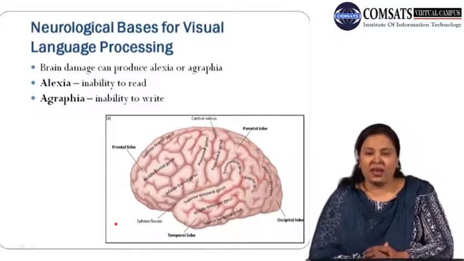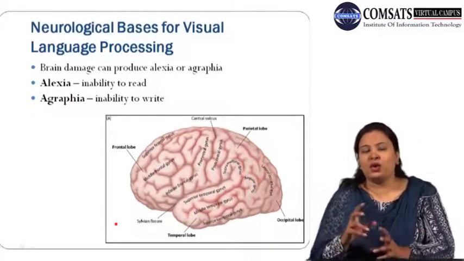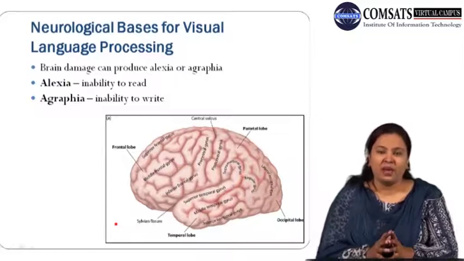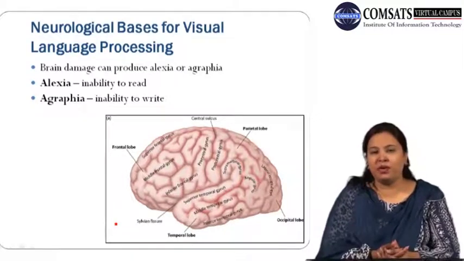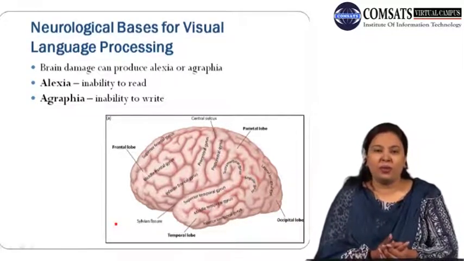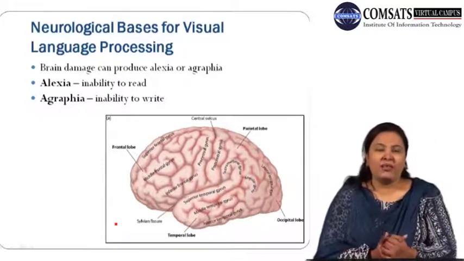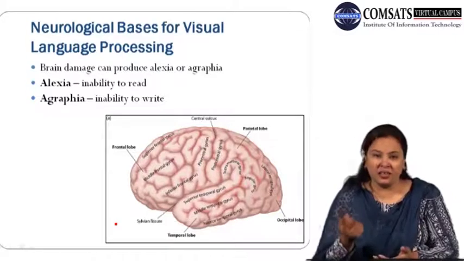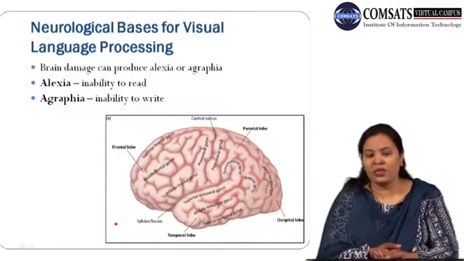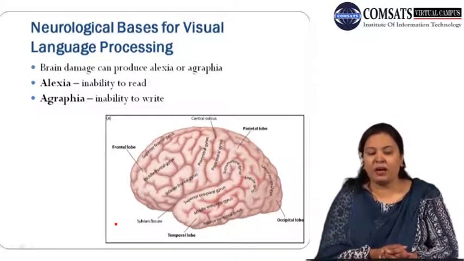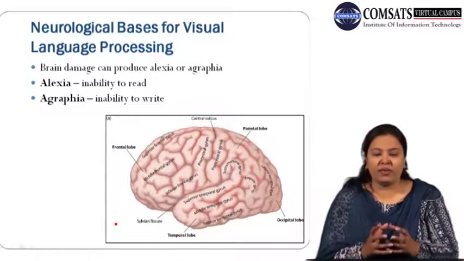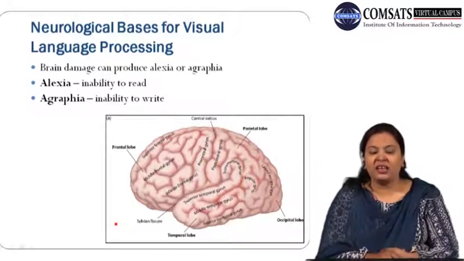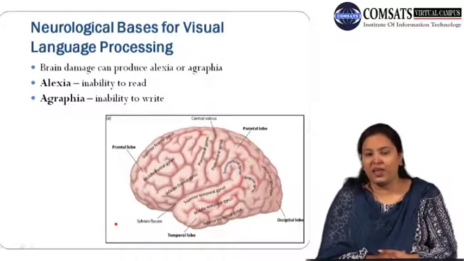Now again, as we have seen, these are the aphasias that occur when these parts of the brain get damaged, but we still have certain problems with respect to language. Some people have problems understanding written language, or have problems while reading and writing. The neurological basis for visual language processing is that brain damage can produce alexia or agraphia if certain parts of the brain get damaged.